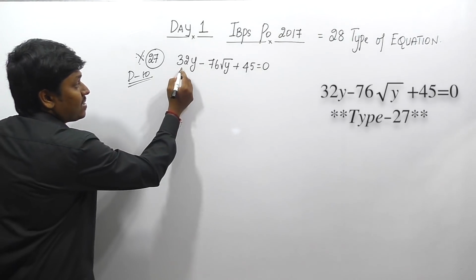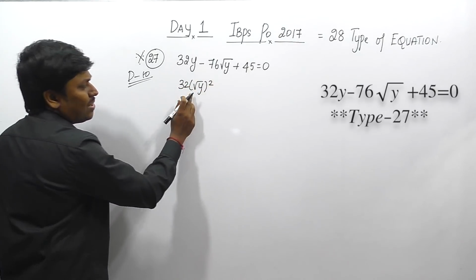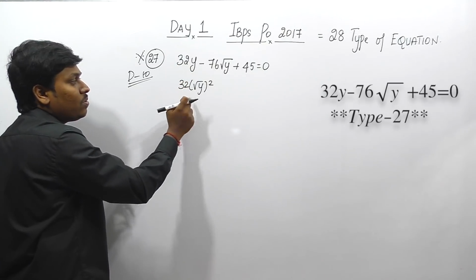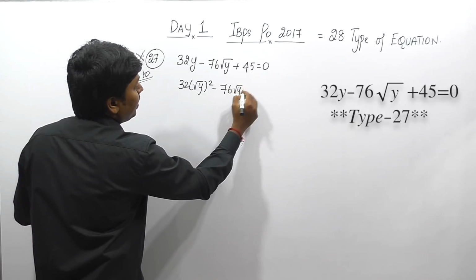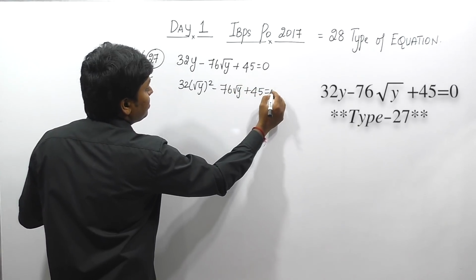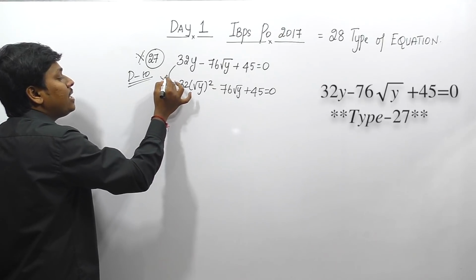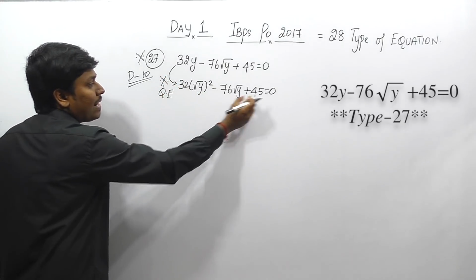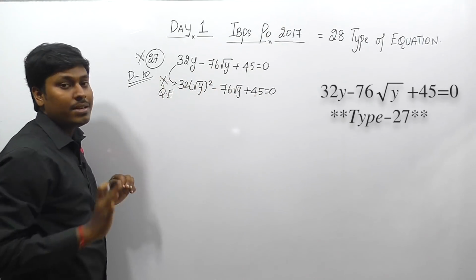Listen here friends. First of all, this can be written as 32 root of y the whole square. Root of y the whole square will be y, right? So 32y can be written as 32 root of y the whole square, and minus 76 root y plus 45 is equal to 0. So friends, finally we have converted this equation into a proper quadratic equation: y square, y and a constant. So we have converted the given equation in terms of a quadratic equation.